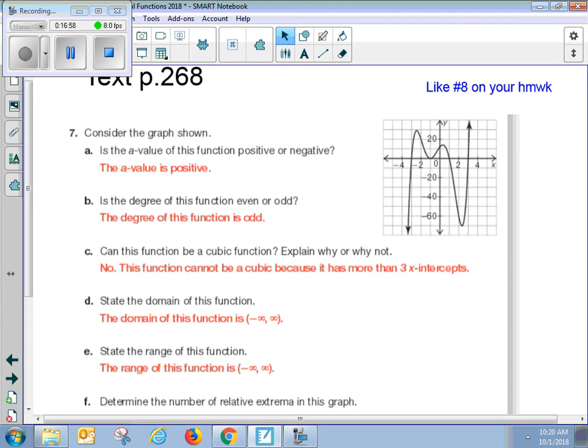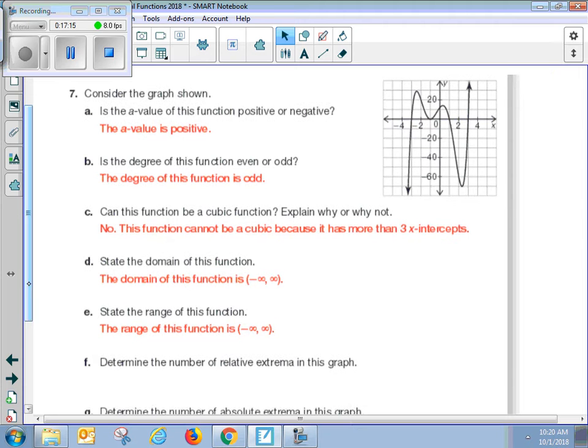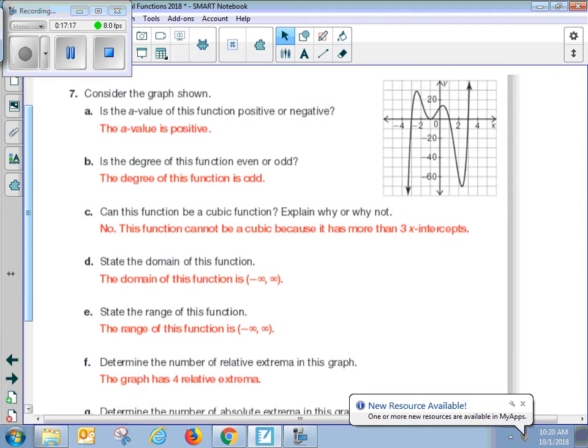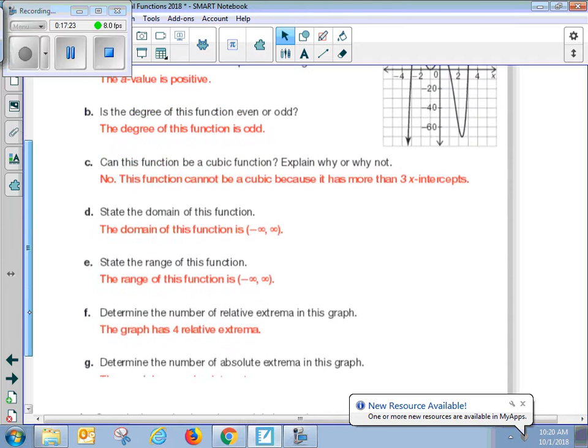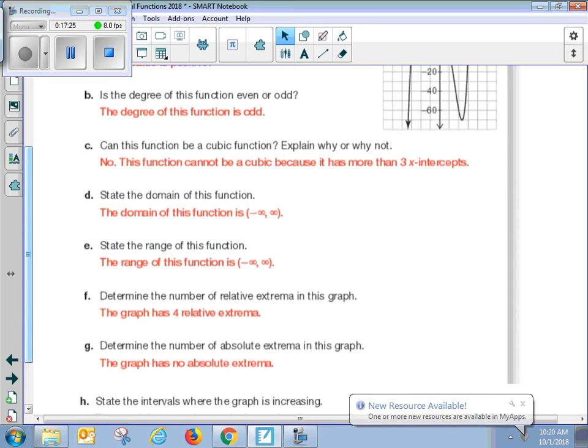So there is not an absolute extrema. There's not an absolute max or min. However, I can talk about my relative extrema. How many of those can you count? 4. Good. So for relative, I count 4, because I can count 1, 2, 3, 4. For absolute, there are none.